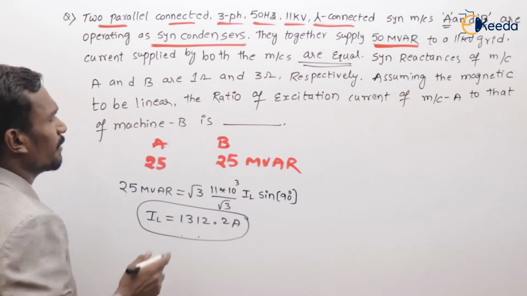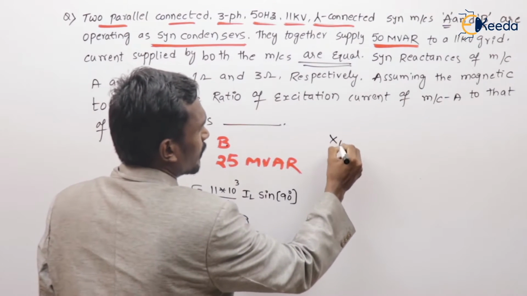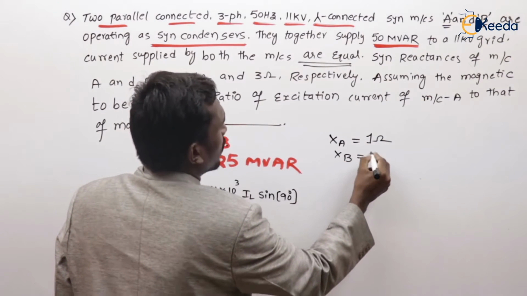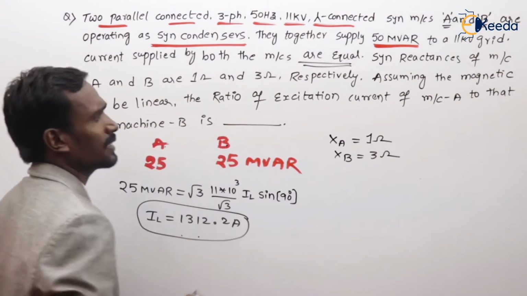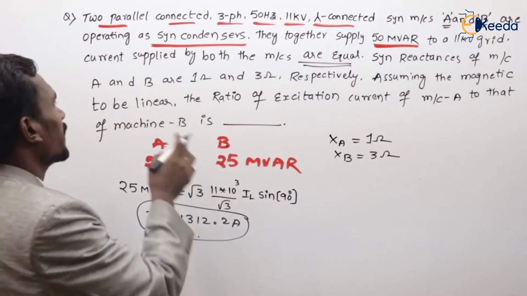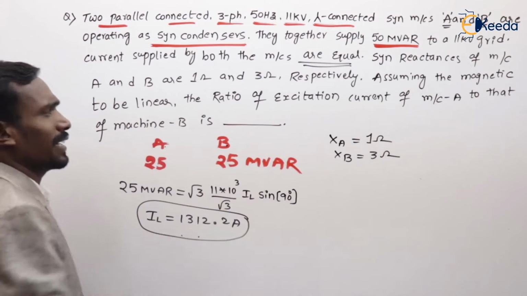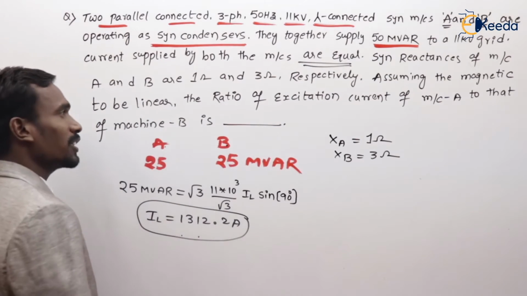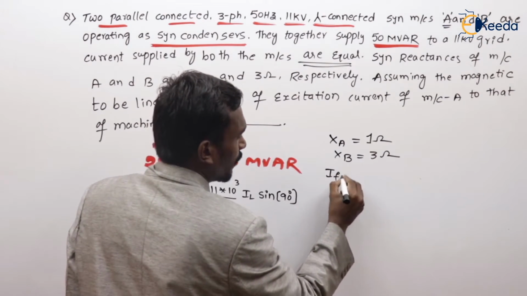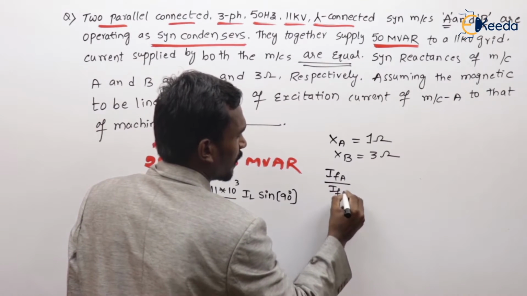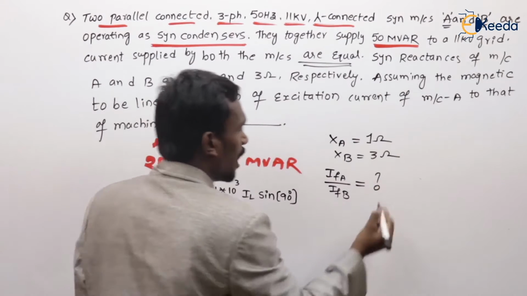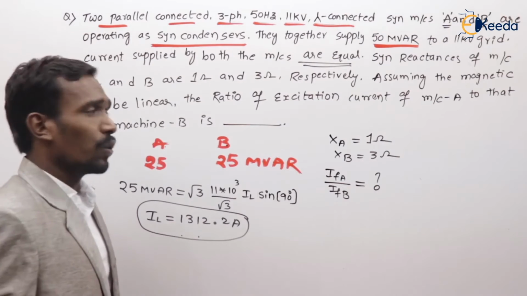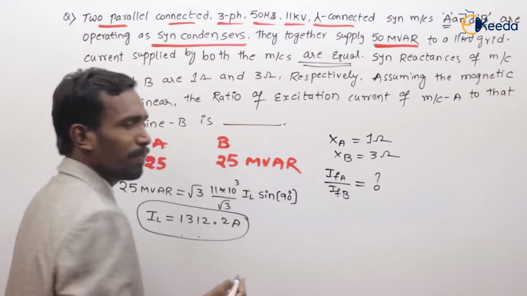The synchronous reactances are given as XA equal to 1 ohm per phase and XB equal to 3 ohms per phase respectively. Assuming the magnetic circuit to be linear, the question is: what is the ratio of the field current of machine A to the field current of machine B? What is the answer, IFA by IFB?